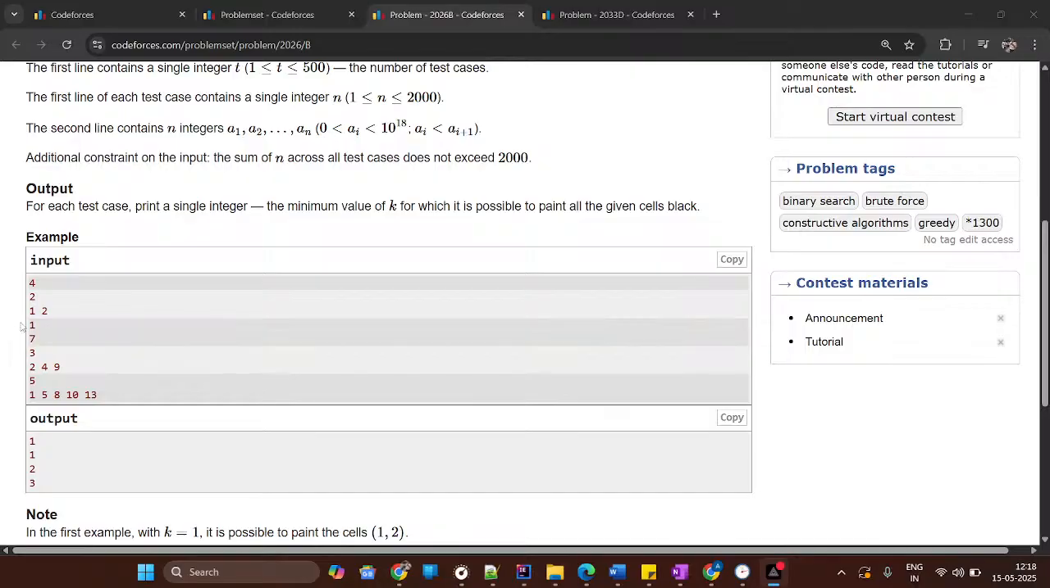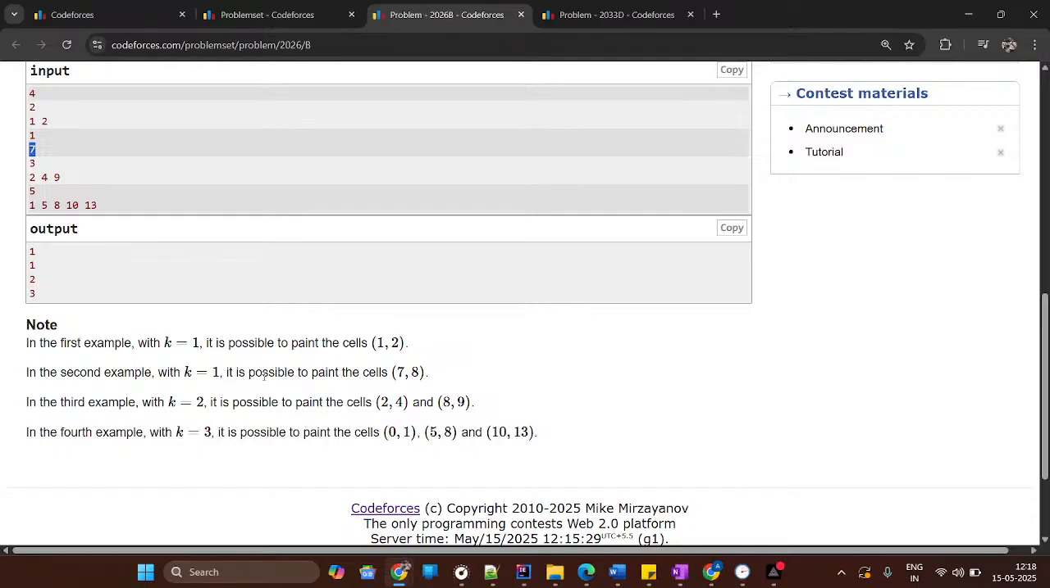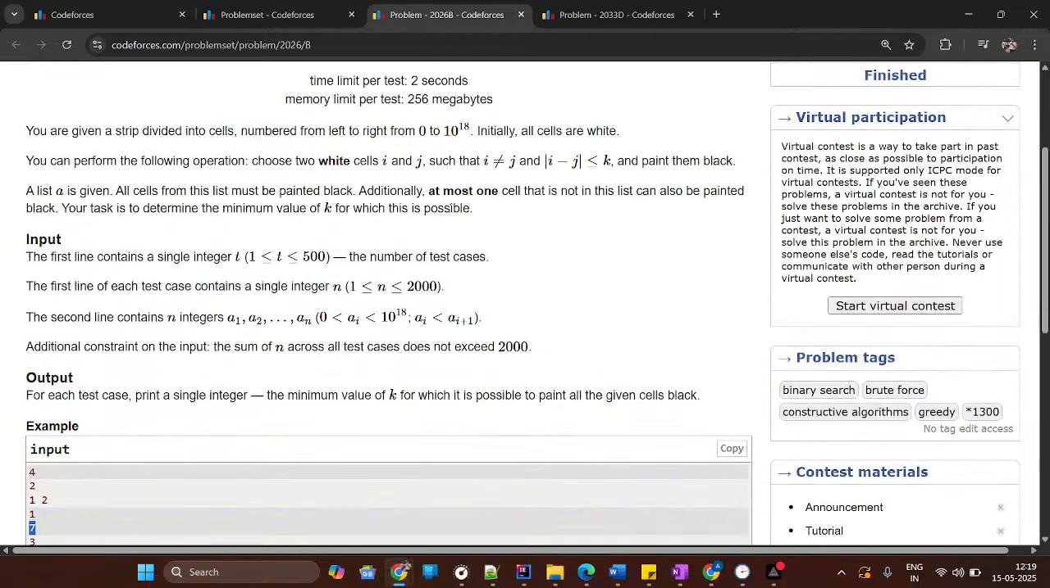And then let's say 1 and 7. What is this test case? Such a useless test case. 1, 7. Okay, and then what the hell? 7 is not even there. Second example, k equals to 1. It's possible to paint cells 7. What is n? Oh, right. It is just the second array. Okay, 1 and 2. The size of the list is n.